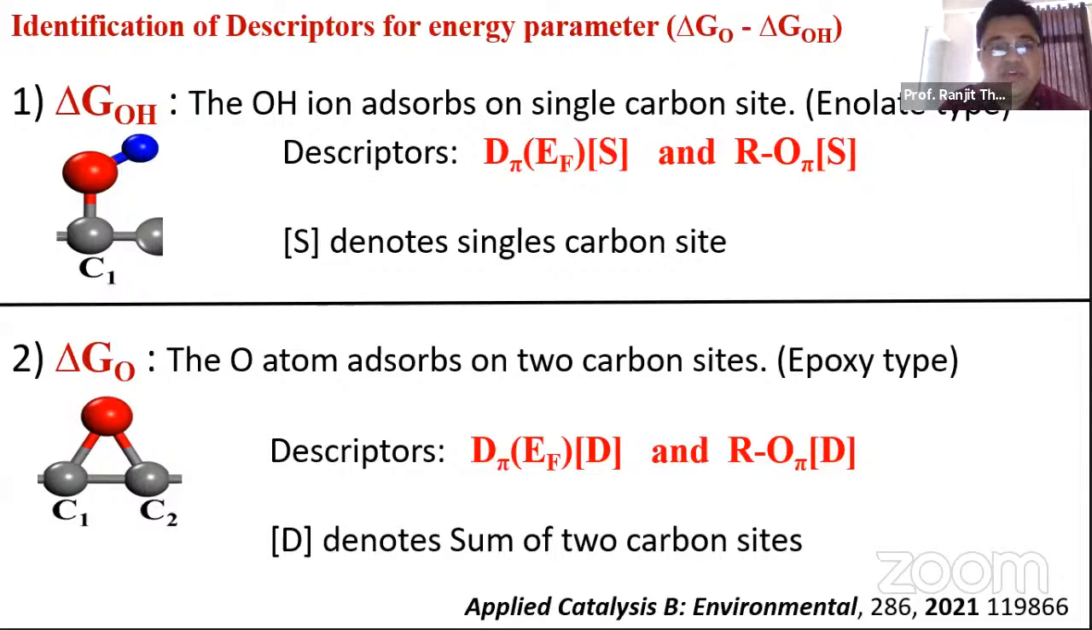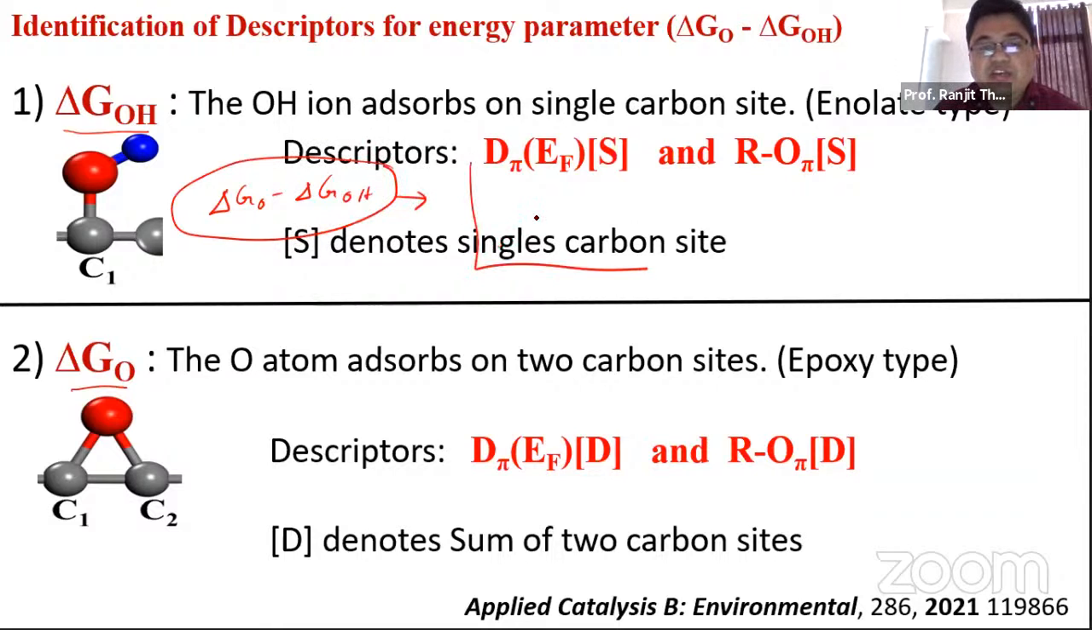As we defined, the OH ion, particularly delta G OH, is important, and delta G O is important. As we already said, these two give delta G O minus delta G OH. This is the overall quantifying parameter. Any descriptor you define should have a linear relation with this quantifying parameter. So what could be the descriptor?